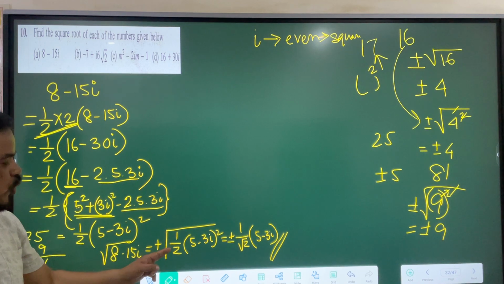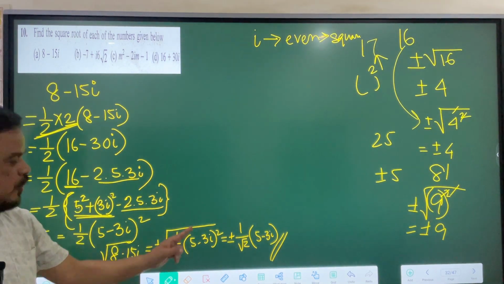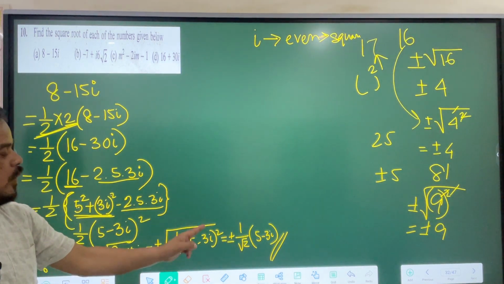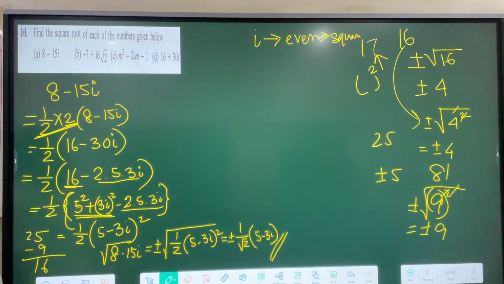So root will be kept for 2. Root 1 is 1. Root 2 is root 2 only. And for this whole square, root and square cancel. Finish.